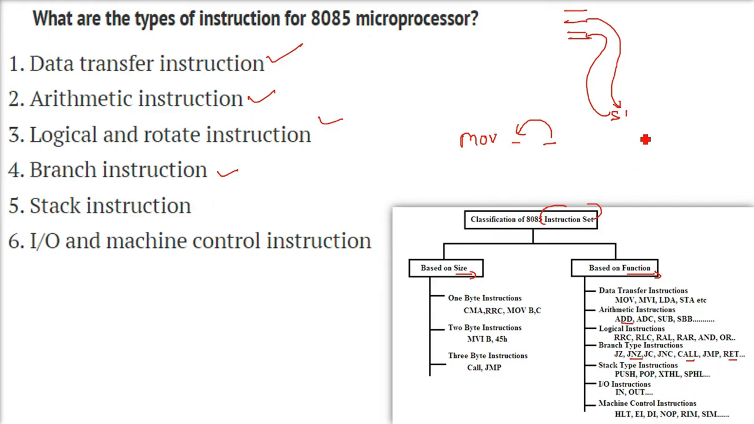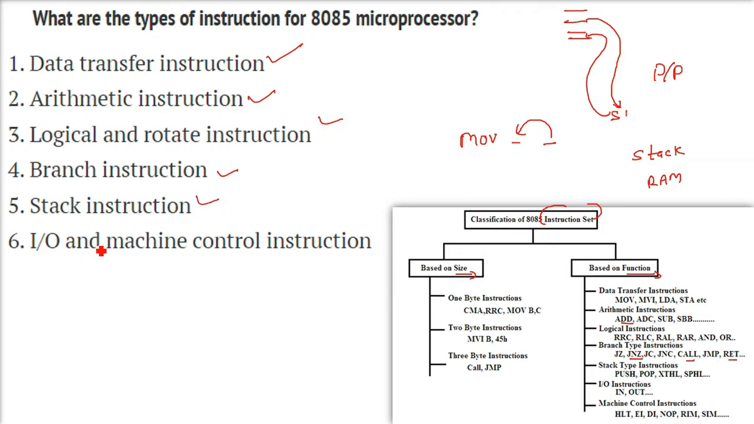Whenever you write a program, there is always a stack. In the random access memory, space is given for it. For that stack we also have a certain instruction set, like PUSH, POP, and then XTHL and SPHL. So these are stack-based instructions.